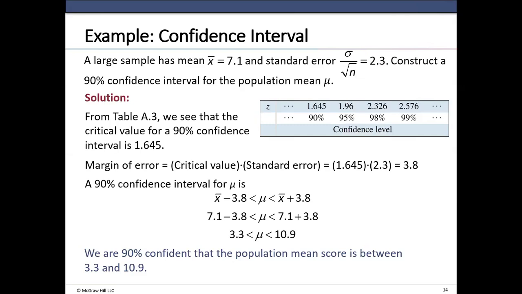So the lower boundary for the confidence interval is the sample mean 7.1 minus the margin of error, which is actually 3.7835, and that is equal to 3.3165. And the upper boundary is the sample mean, 7.1, plus 3.7835, which is equal to 10.8835. So what can we say? With 90% confidence, we can state that the actual population mean will be between 3.3 and 10.9.